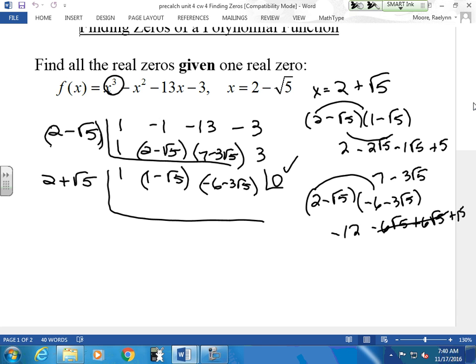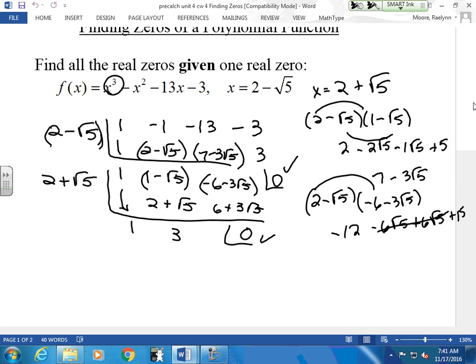So I divide by this one. This is the easy part. I bring down the 1. I multiply this 2 plus radical 5. Add it down. What do you get? The radical 5s come out. You get 3. 3 times this is what? 6 plus 3 radical 5. Oh, when I add this down, don't I get a 0? That was the easy one, right?